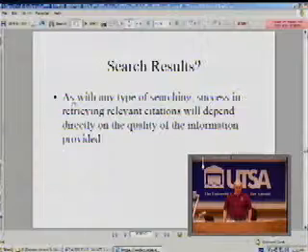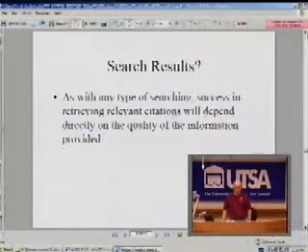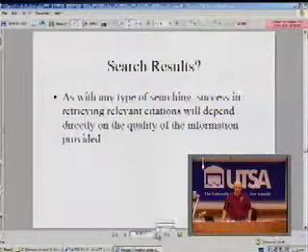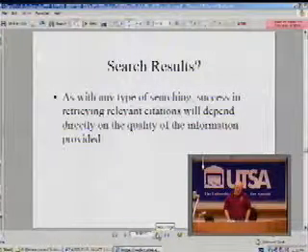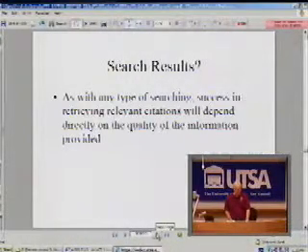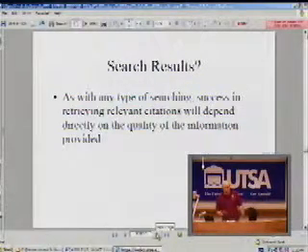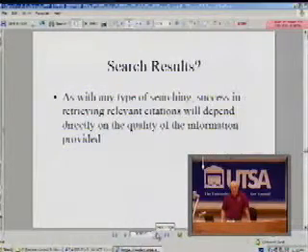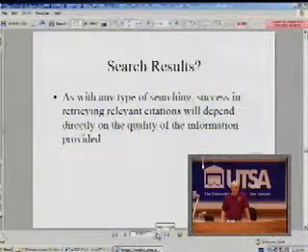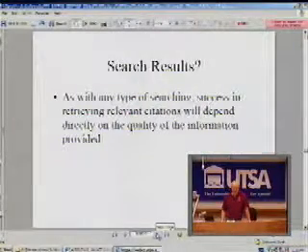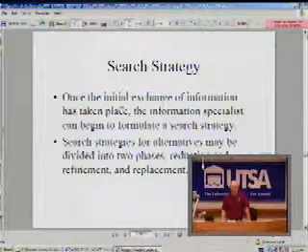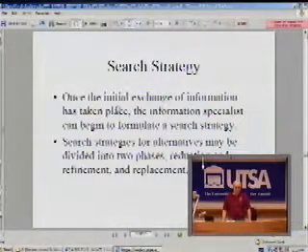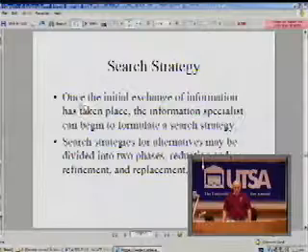The search results. As with any type of searching, success in retrieving relevant citations will depend directly on the quality of the information provided. If you've done even an online search through whatever search engine you use, AltaVista, Google, AllTheWeb, MSN, there's a large number of them, you know that it can be very challenging to get just the right word combination and to set up your Boolean argument so it gives you just what you want rather than 500,000 completely unrelated hits. So that search strategy obviously is very important.